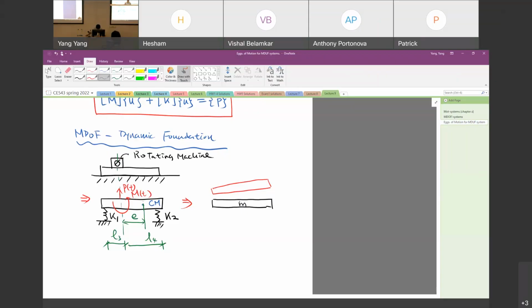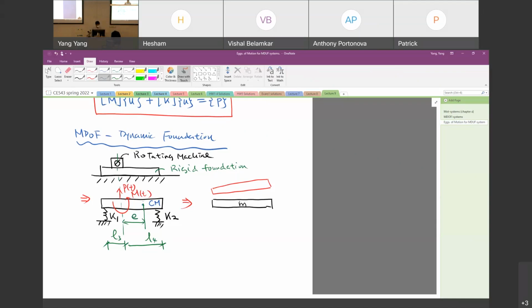Now this makes sense because remember that the foundation is rigid. The stiffness of the foundation is much higher than that of the soils, so we typically assume the foundation is rigid, where the soils can be modeled as two springs. Actually, this is more like a dynamics of geotechnic problem.